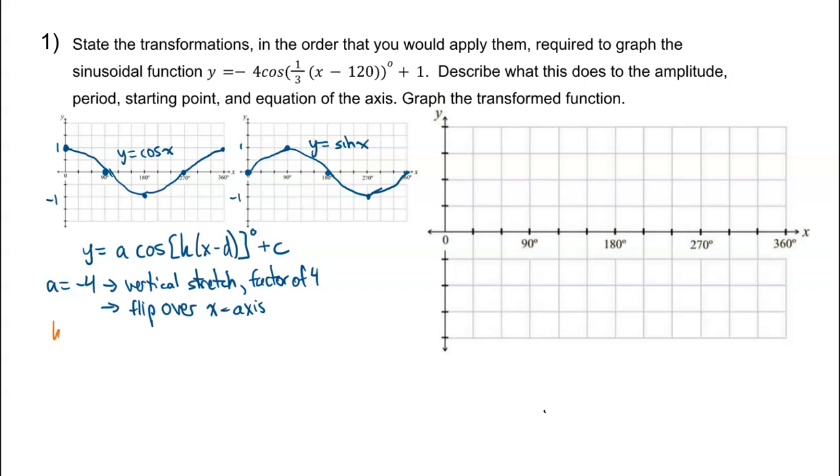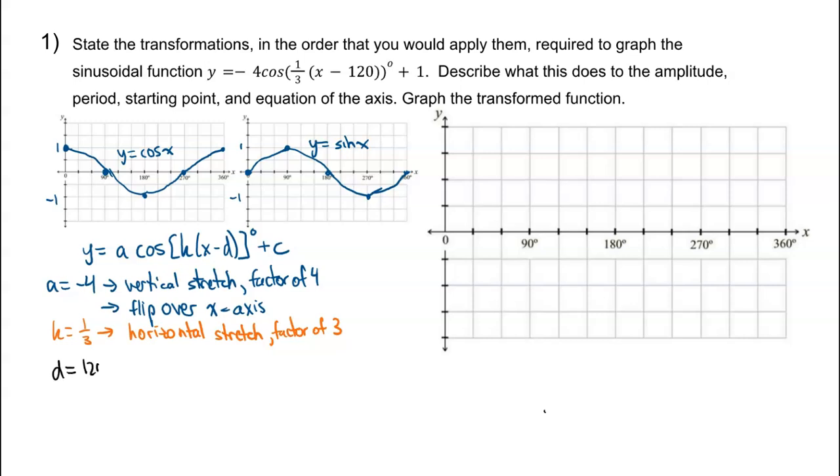The next thing to look at is the k value, and the k value here is a third. What that means is that we are going to do a horizontal stretch or compression. Now the tricky thing about k is it's always the reciprocal. So let's figure out what the factor is here. It's the reciprocal of 1/3, which is 3. So that means it's going to be a horizontal stretch, a horizontal stretch factor of 3. So instead of a period of 360, it's going to have a period of 1080, which we'll get to shortly.